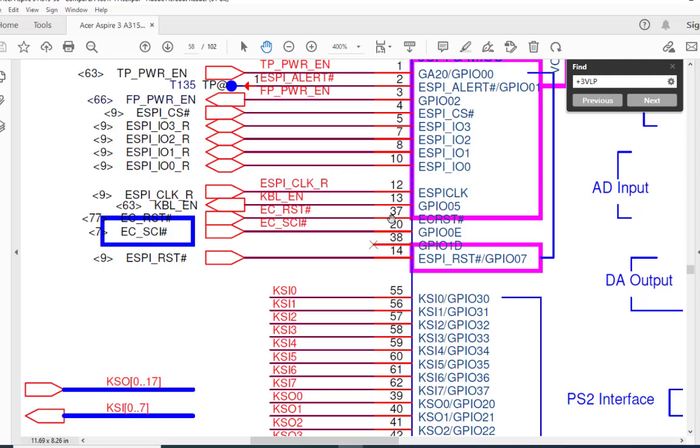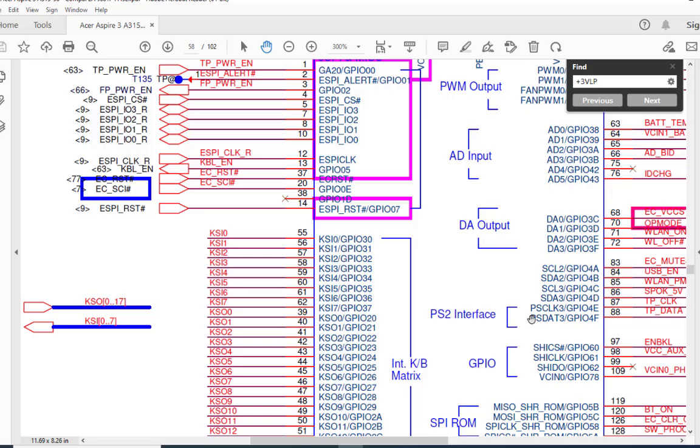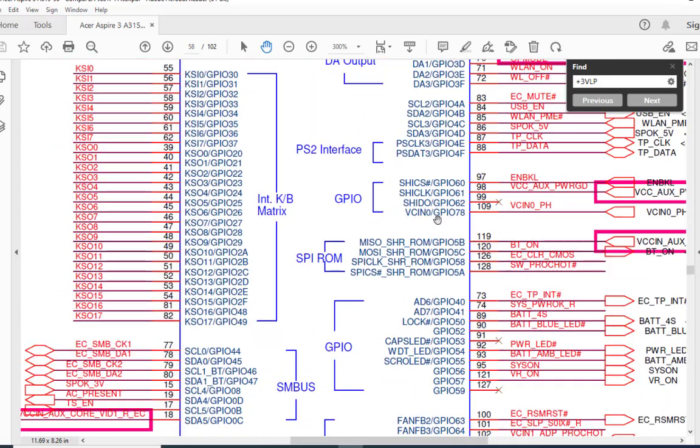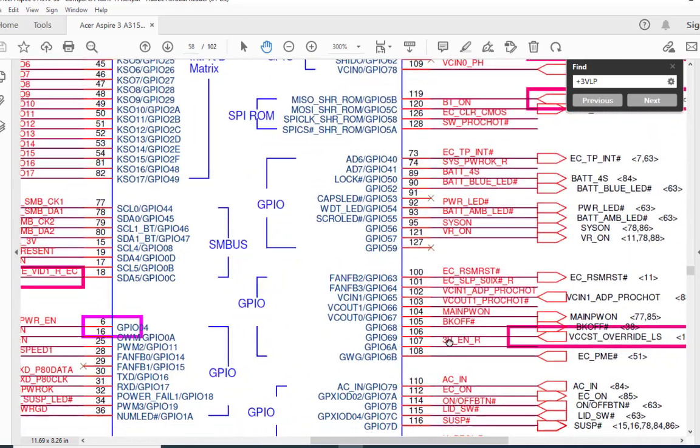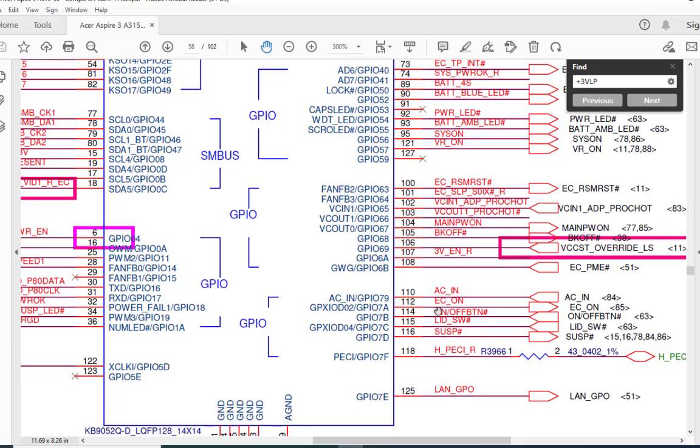Once you receive the 3 volt at EC reset, the chip will start functioning and generate an EC on signal. The EC on signal is here at pin number 112, and this is going to turn on the 3 volt and 5 volt sections. And you have to check this lid switch also, pin number 115. This lid sensor is one kind of sensor which checks the lid.